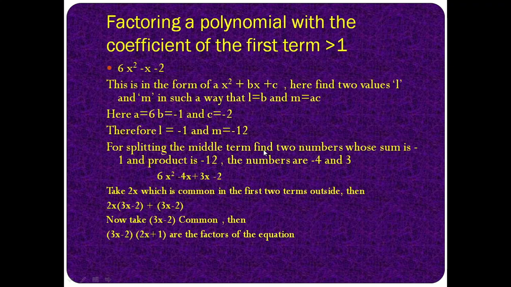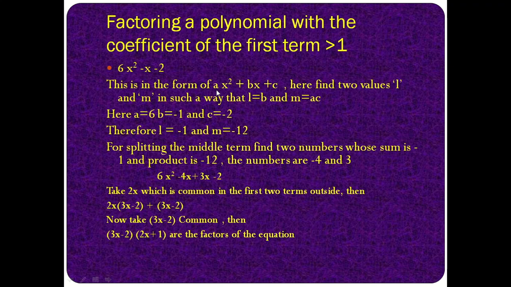Another case is factorizing or factoring a polynomial where the coefficient of the first term is greater than 1. The coefficient of the first term is not 1, it is greater than 1. For example, you have an equation like this: 6x square minus x minus 2. So here the first term has a coefficient which is 6, which is greater than 1. So in this case you will have to use another method.